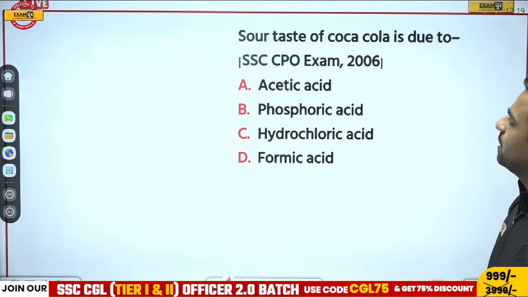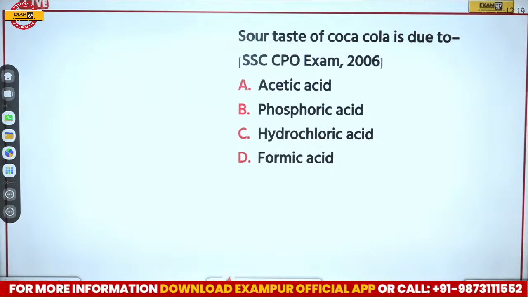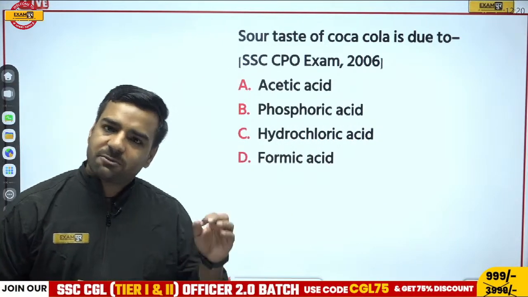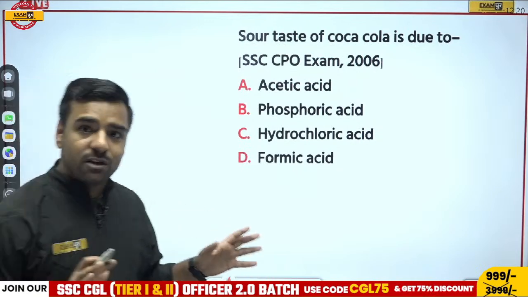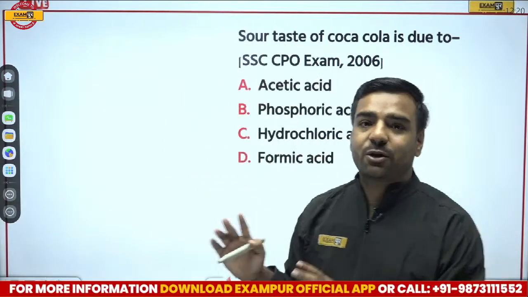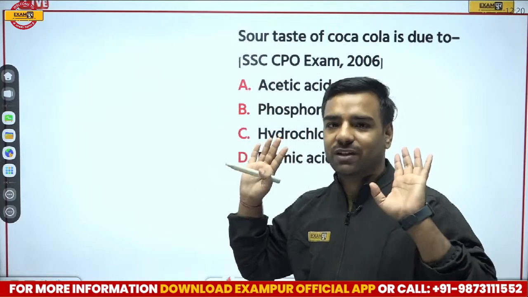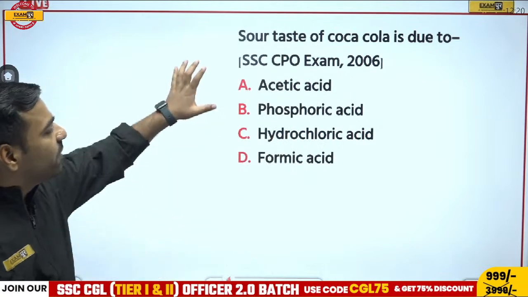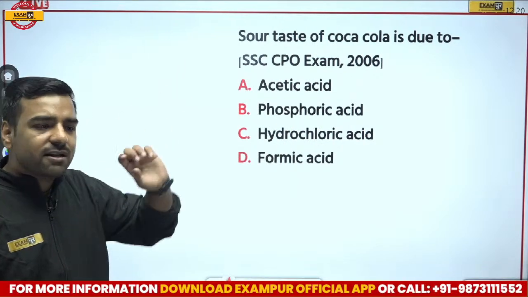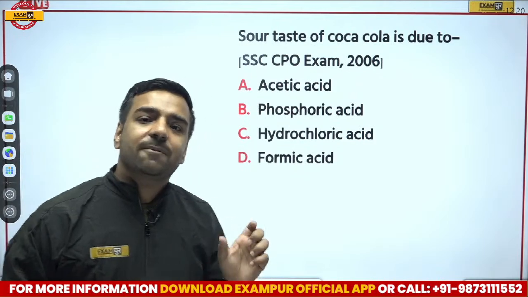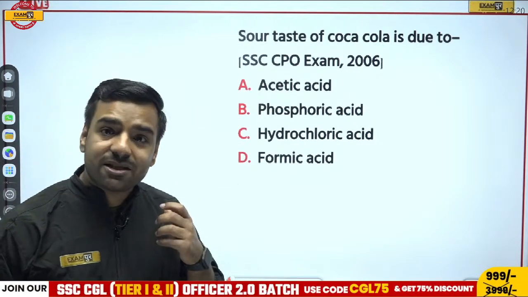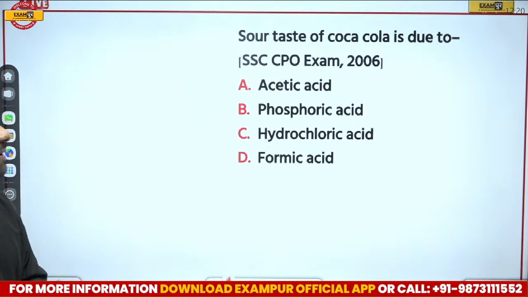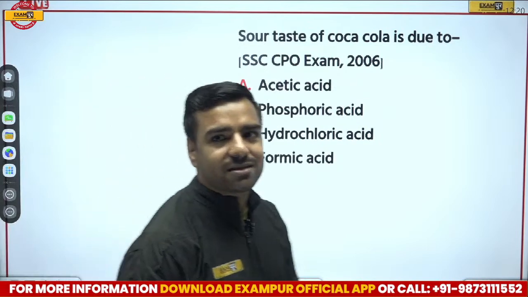Okay, so we have next question now. Sour taste of Coca-Cola is due to what? Now we have those drinks, especially in those parties. Now we are talking about a normal party, right? I'll not talk about those alcoholic drinks because I am out of that. And you should be even out of that. But the important thing is, when we talk about these Coca-Colas, these soft drinks, we can talk about Coca-Cola, Pepsi, whatever it is. That sour taste is because of what? So there must be some acid, right? So what is that? Is it acetic acid, phosphoric acid, hydrochloric acid, or formic acid? So this is from CPU examination 2006.